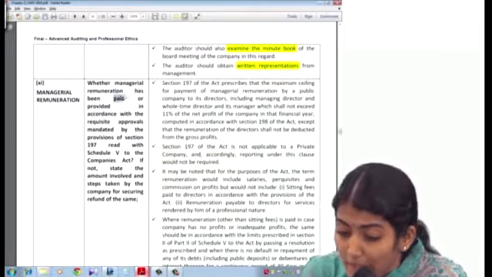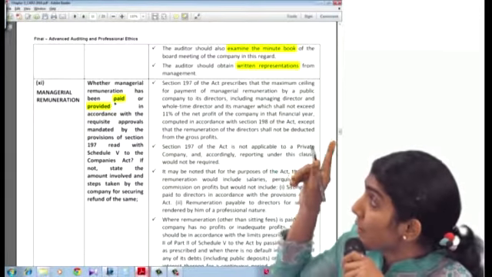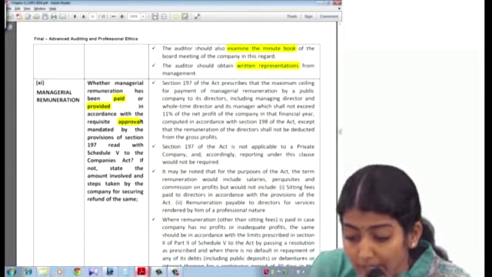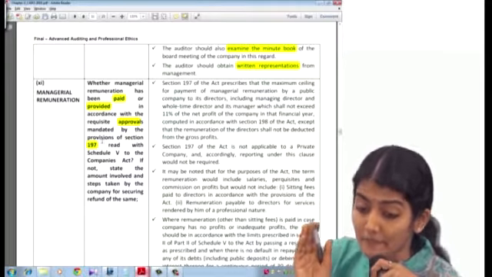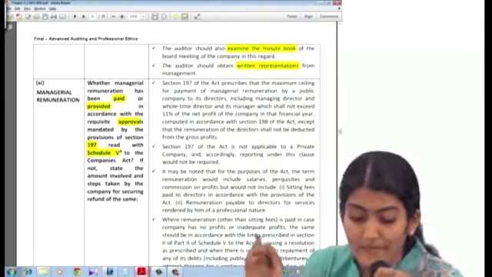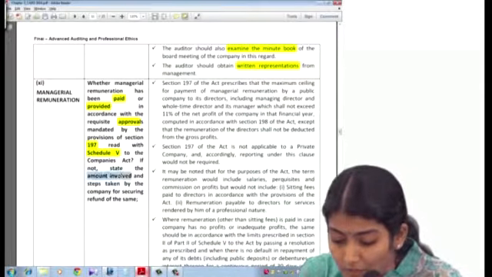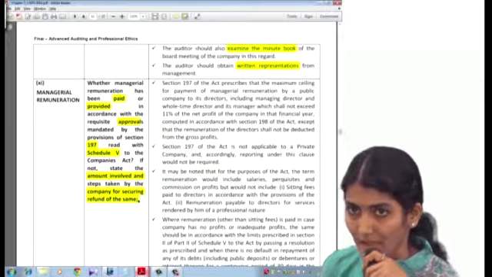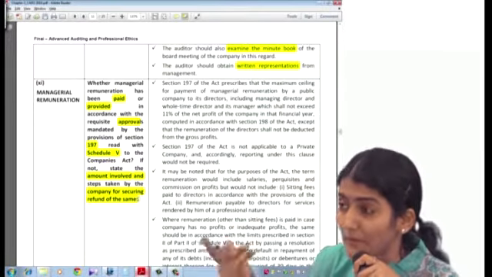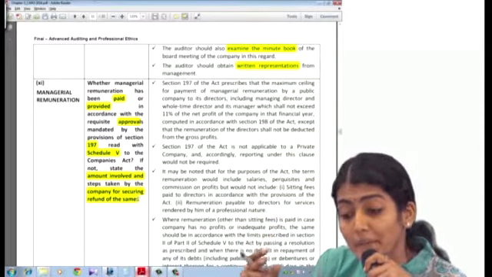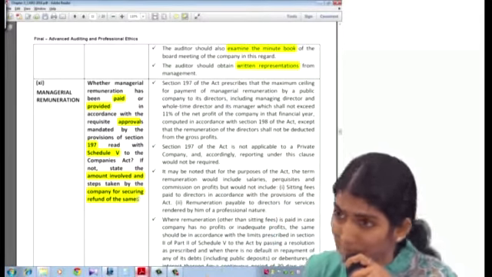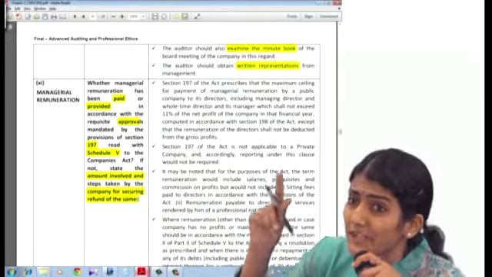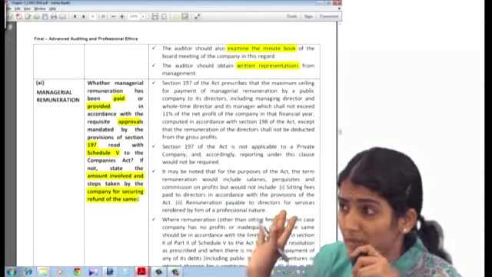So what does it say? Whether managerial remuneration has been paid or provided for in accordance with the requisite approvals mandated by the provisions of section 197, read with Schedule 5 to the Companies Act. If not, state the amount involved and the steps taken by the company for securing refund of the same. Amount of the excess which has been paid and also the steps taken by the company for securing refund of the same. Are you getting it? So what you have to remember first: section 197 and Schedule 5. First these two things you have to remember.